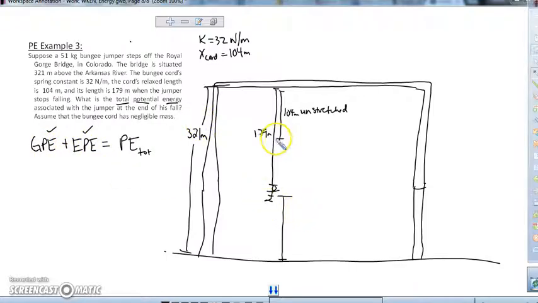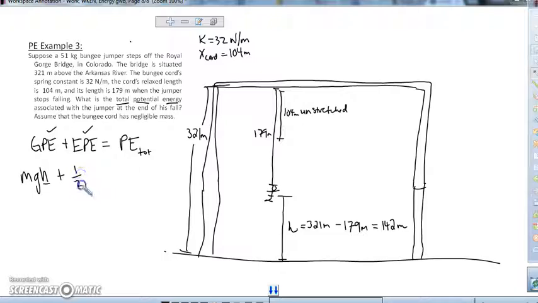Now notice that of all this information, in order for me to calculate the gravitational potential energy, I need the height at that location. So I need h. If you notice, h is going to be this number, 321 meters, subtract the 179. So let's do that. 321 minus 179 is 142. Okay, so that's our h.